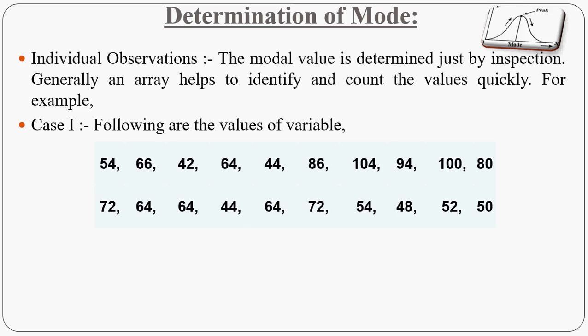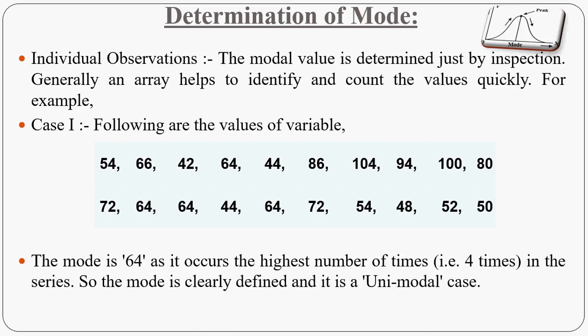I will give some time. Yes, dear students, are you able to identify the most repeated item? Any guesses? Yes, the mode is 64. As you can see in the given values, it occurs the highest number of times, that is 4 times. So the mode is clearly defined. It is called unimodal in this case because there is one value which has occurred the most number of times. I hope this example is clear.